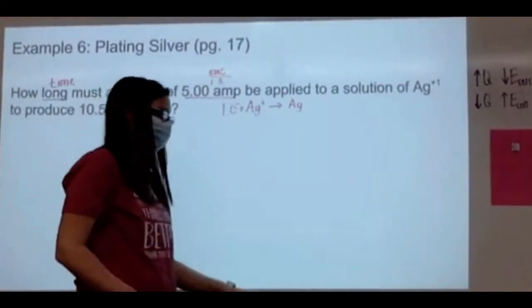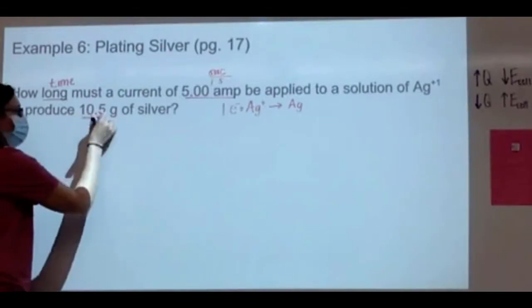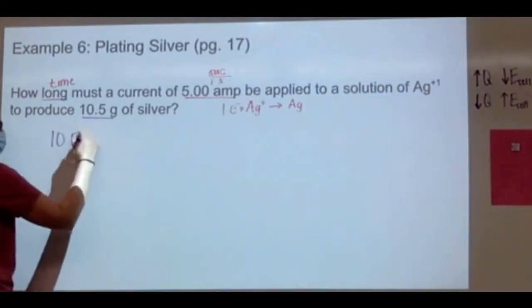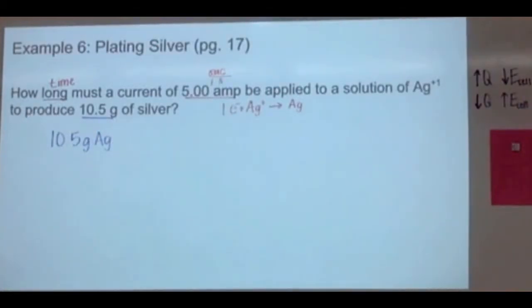Typically, your given information for this dimensional analysis problem is either time or mass. Since I'm solving for time, that's what I'm ending with. Here's my given information. That's what I'm starting with: 10.5 grams of silver. Amps is a conversion factor. Coulombs per second is how we can go between coulombs and seconds. So I need to get from grams of silver all the way to time.